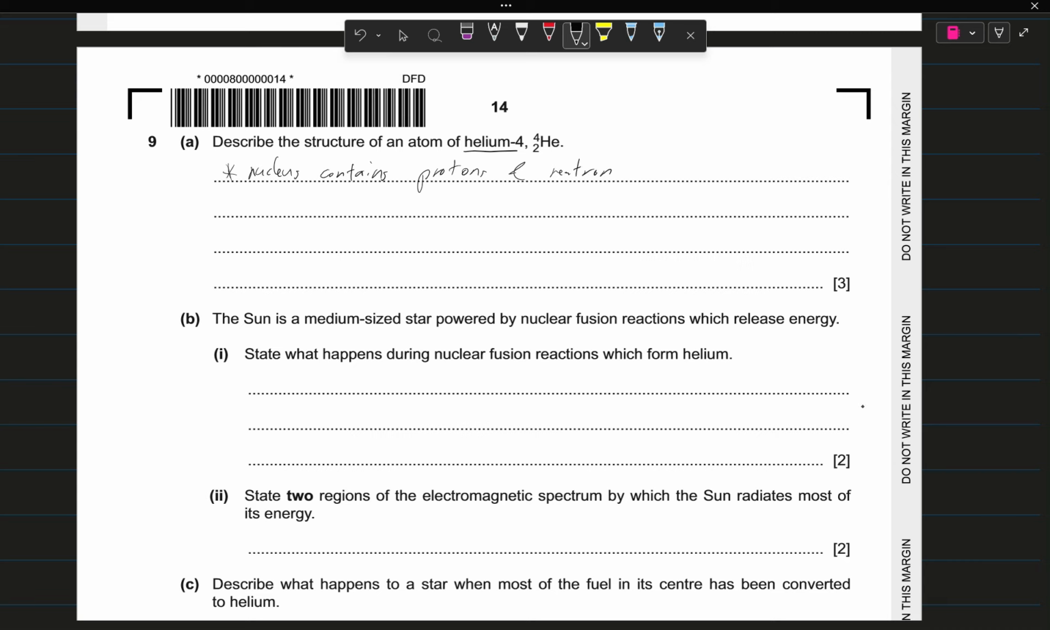We can mention how many protons, how many neutrons. So we have two protons. This is evident by this part here. And two neutrons. And this is evident, of course, by the 4 over here. Because as you can see, 4 is the total of protons and neutrons. So you have 2 plus 2, so you have 4. And also we have 2 electrons in the outer shell.